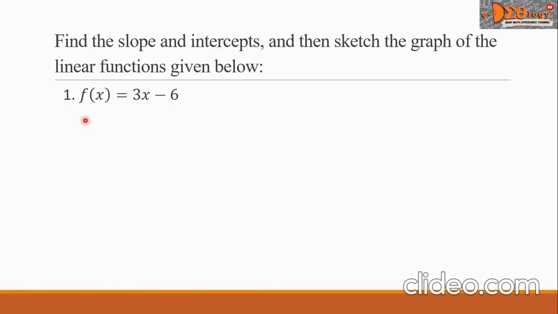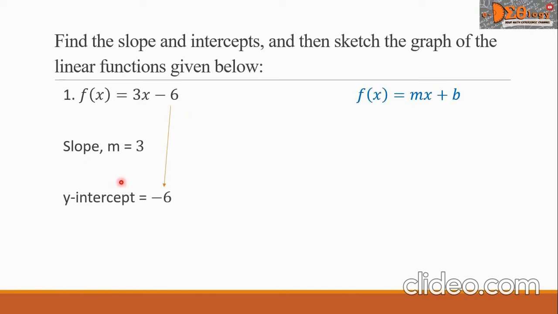Number 1, f of x equals 3x minus 6. So we write the general form of the linear functions here. The f of x equals mx plus b. First, we can collect the slope, which is the coefficient of x, and that is 3. Followed by the y-intercept, which is the negative 6. And if we write this in the ordered pair, it will be 0, negative 6.